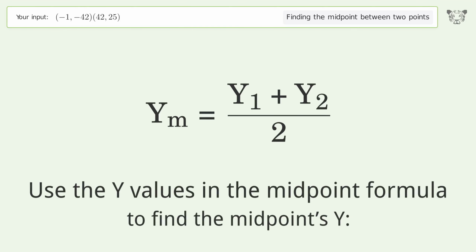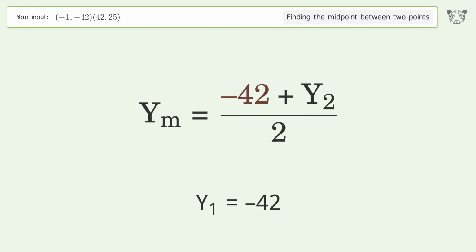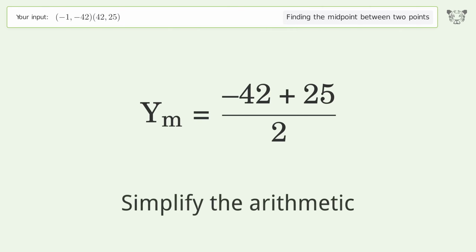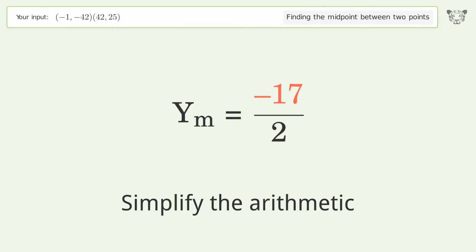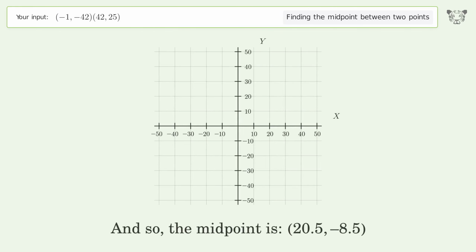Use the y values in the midpoint formula to find the midpoint's y. y1 equals negative 42. y2 equals 25. Simplify the arithmetic. And so, the midpoint is 20.5, negative 8.5.